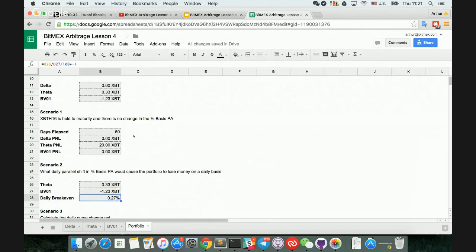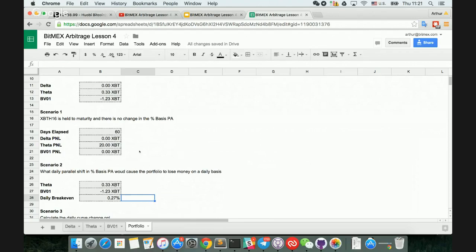So all we're doing is just finding out at what percentage interest rate would cause us to break even, i.e. the losses on this would exceed the gains on theta. So if the interest rates rise in a parallel fashion, more than 0.27% per day, we will start to show mark-to-market losses on our portfolio.